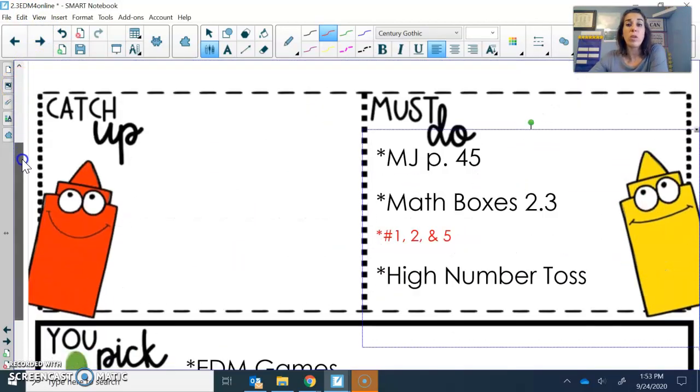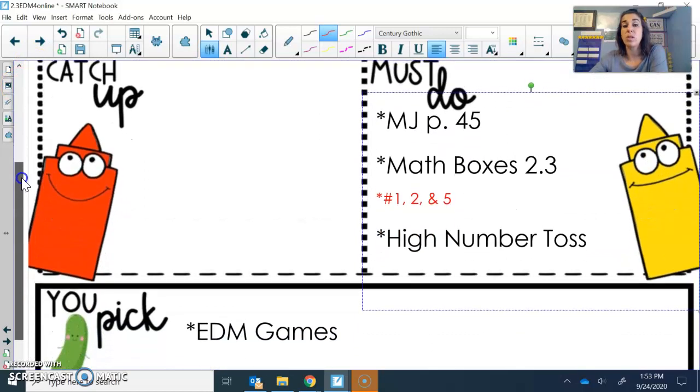So, for your follow-up activities, you are going to do Math Journal page 45. That will be a Seesaw activity for you, along with Math Boxes 2.3. Mrs. Bieber is also going to assign High Number Toss. That is an Everyday Math game. Try to go on and play it. It hasn't been working very well, and we've been having a lot of technical difficulties. So if you go on and try, I'd like you to just put me a note that says, I tried, it didn't work. If it does work, great.